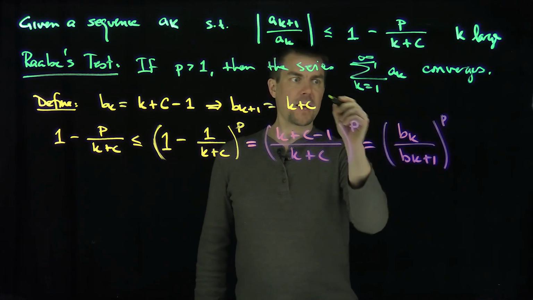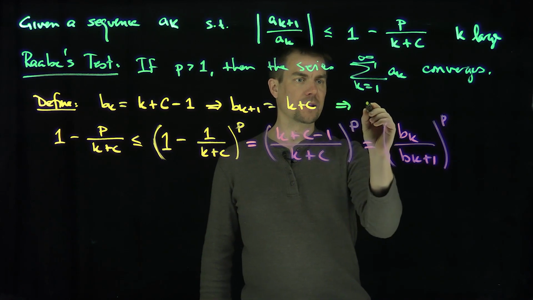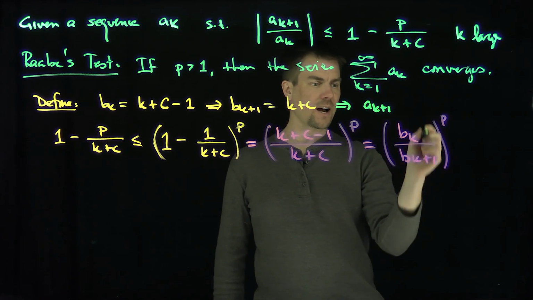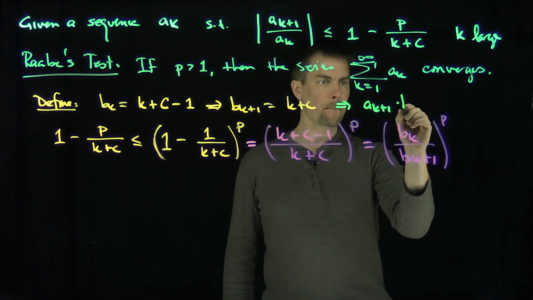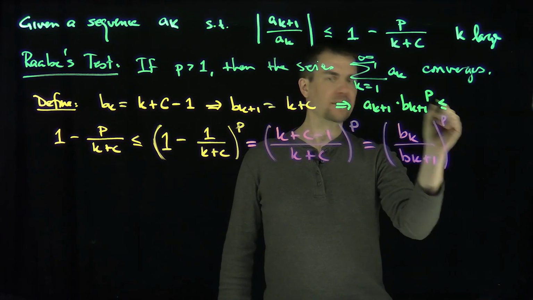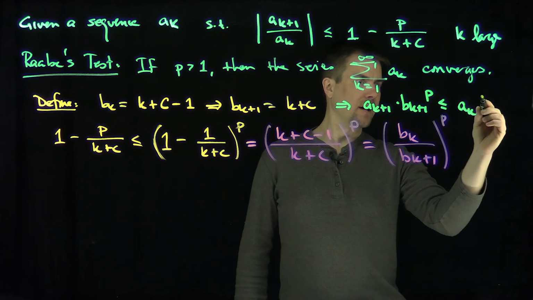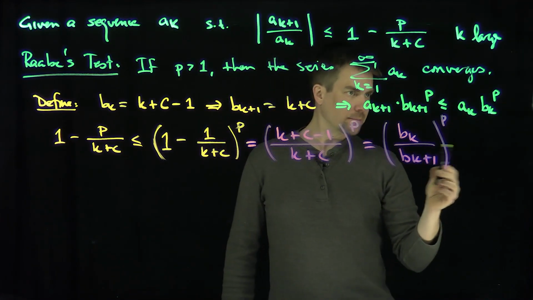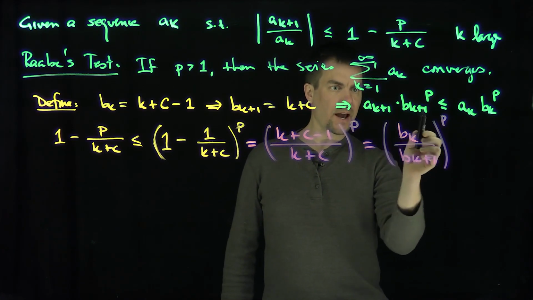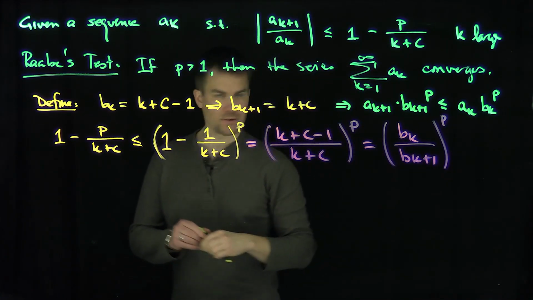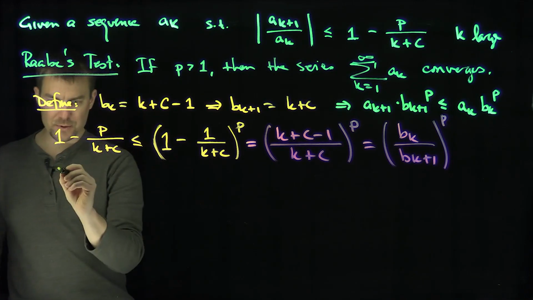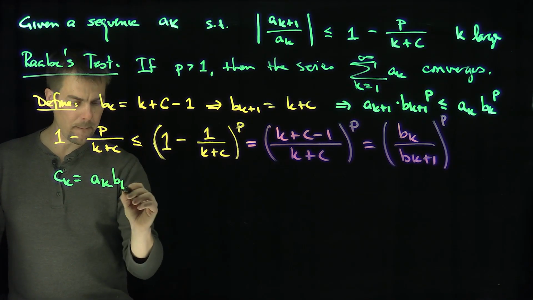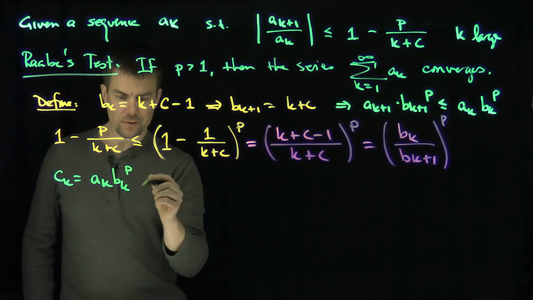Well, that says that a_{k+1} times b_{k+1} to the power p is less than or equal to a_k times b_k to the power p. So the sequence b_k to the p times a_k is a decreasing sequence, right? So now we can consider this sequence over here, c_k. So c_k is going to be a_k times b_k to the p, which is decreasing.